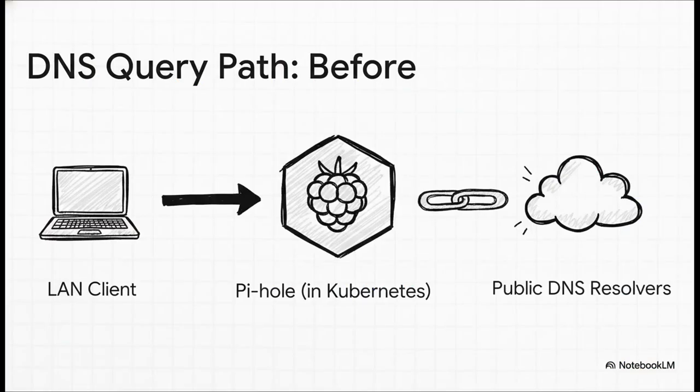So this is what we started with. Super straightforward, right? A client on the LAN asks our Pi-hole for something. The Pi-hole then just forwards that request out to a public DNS resolver on the internet, like Cloudflare or Quad9. And that works, for sure.